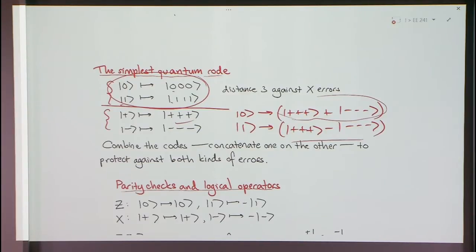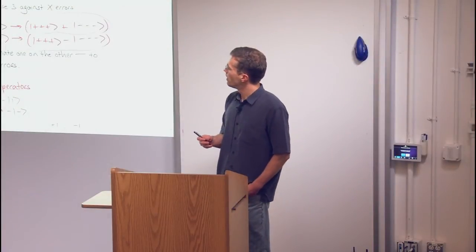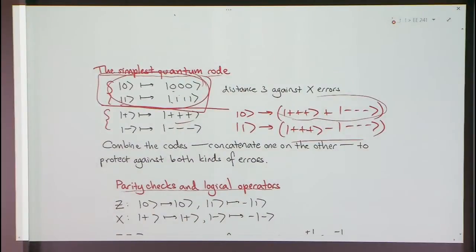Yeah, and so any X error on this code will be caught by this classical repetition code, and then any Z error will totally mess up this first code, because a Z error will add a relative phase between these two, but that'll be caught at the next level.